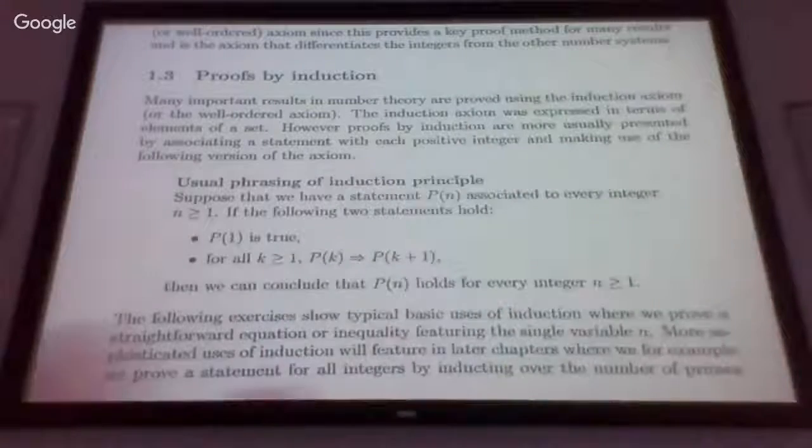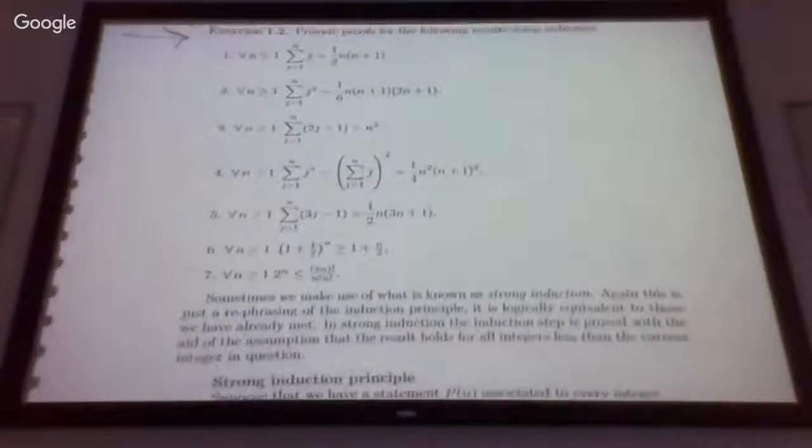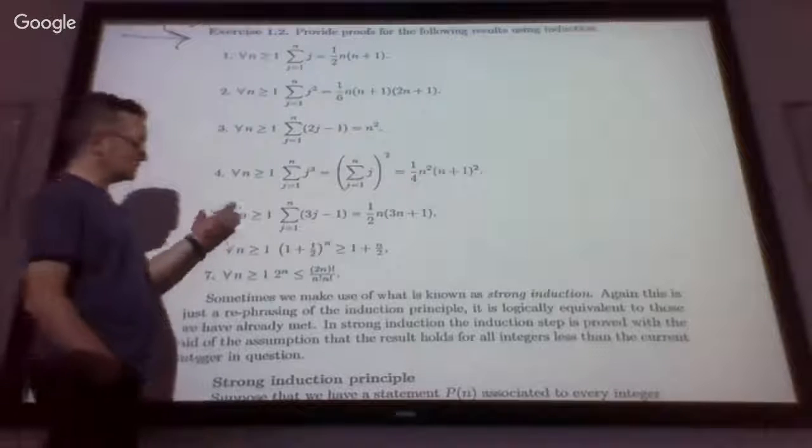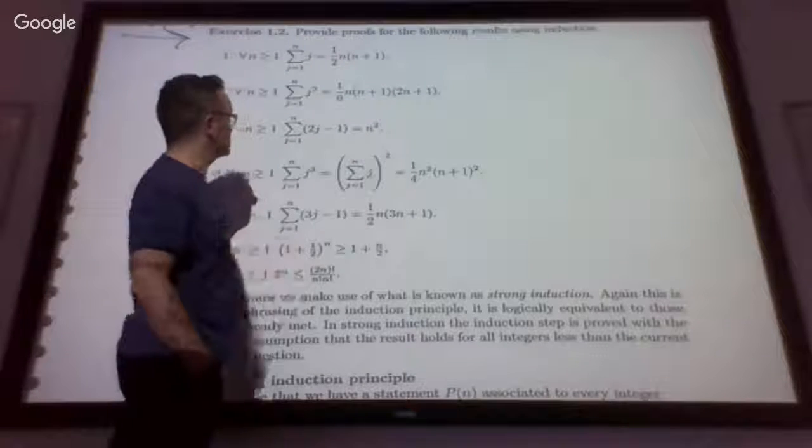So what are these P of n's? Well, here's a bunch of examples of them in these 7 problems here. We've got 7 statements here. Really, there are 7 infinite families of statements. And the infinite family is, in each case, indexed by the integers greater than or equal to 1. Okay? So this one here is one such statement.